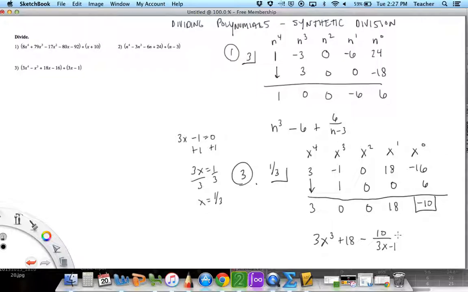If I did do something wrong, you correct me, then I will give you some extra credit. So go through these problems, make sure that you're grasping it. The best way to understand synthetic division is practice, practice, practice.